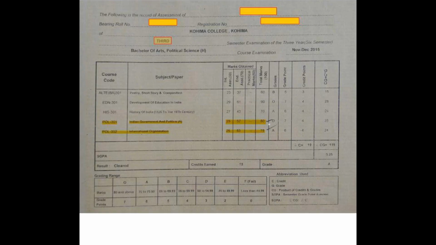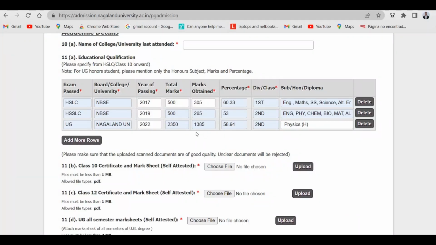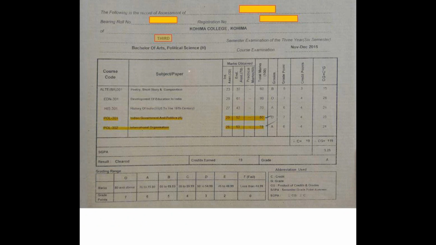So this is how you need to enter the marks that you have obtained from each paper, and then you need to enter in this part for total marks. Since for the political science department they have 14 papers, the total marks for each paper consists of 100 marks. Then for 14 papers, it will be 1400.